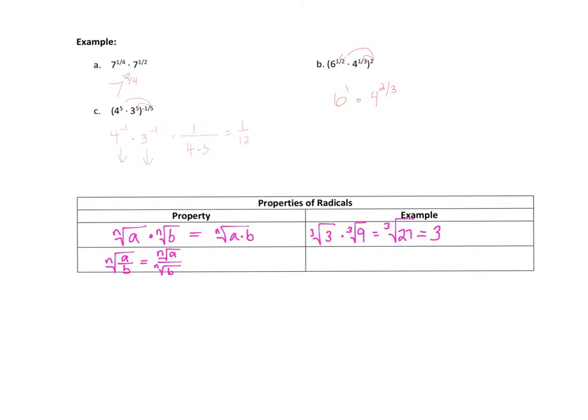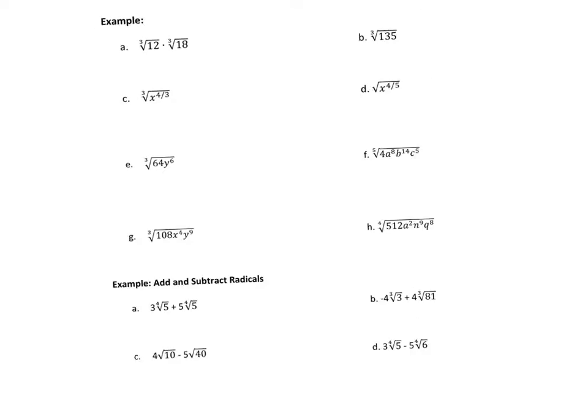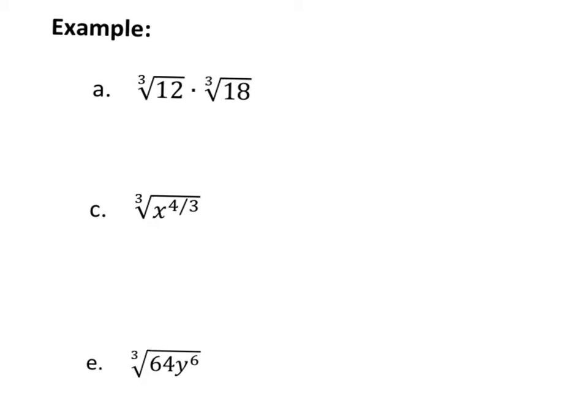Okay, let's go ahead and go to that next example. All right, so there's a lot going on in the example on page 8. So here on A, we have two things being multiplied together. They have the same radical, which means we can actually go ahead and multiply them. So 12 times 18 is 216.